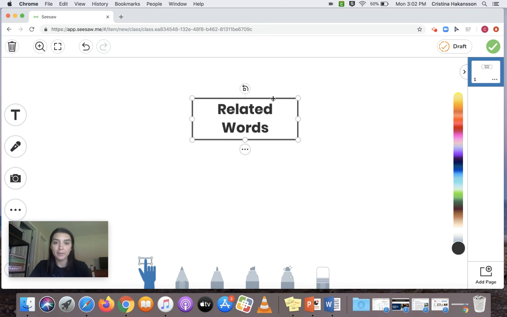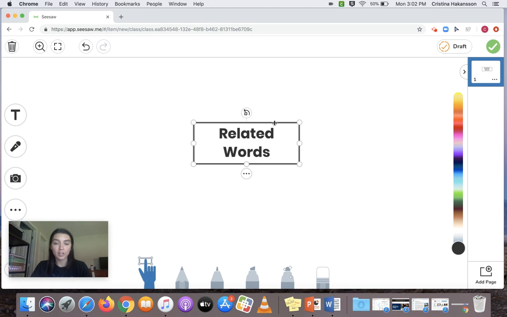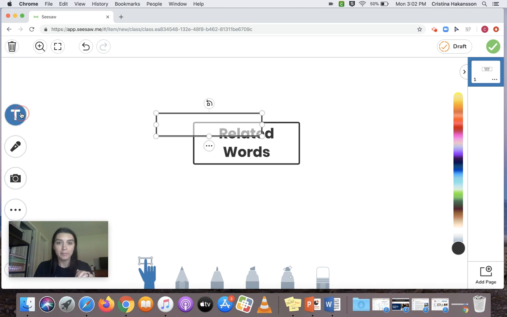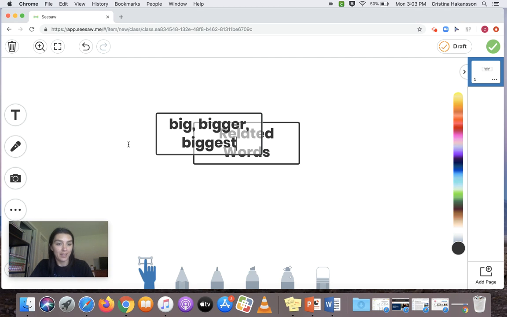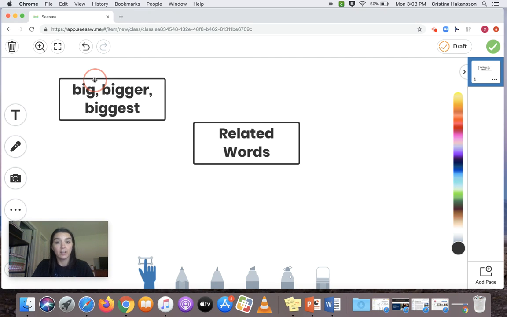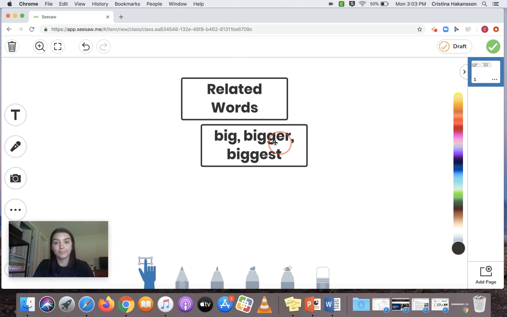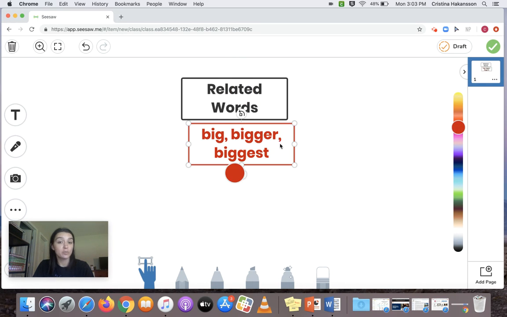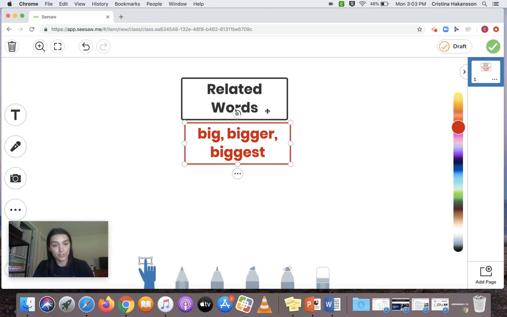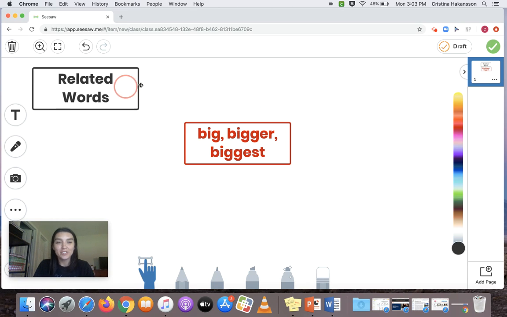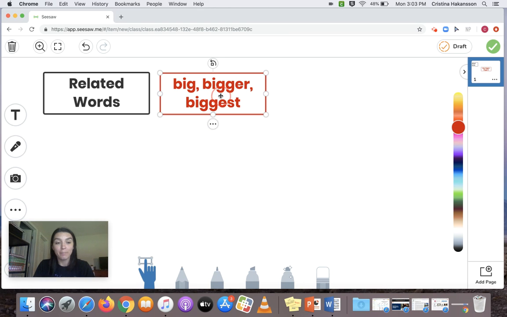So what do we remember about related words? Related words are words that all share the same root word or base word. So remember when we talked about big, bigger, biggest, they all share the same root word of big. Okay, that's just one example. Or large, larger, largest. Sun, sunny, sunniest. Okay, so usually we can make related words by using the root word and then adding prefixes or suffixes.